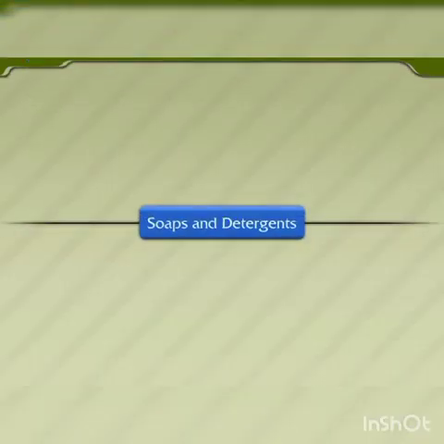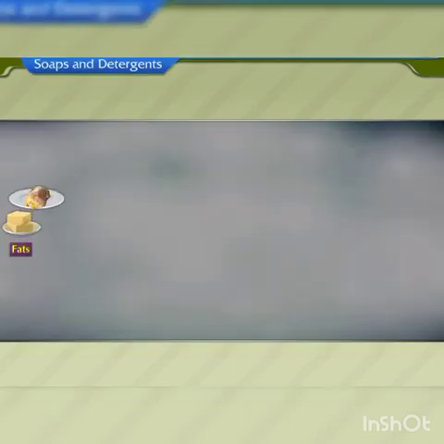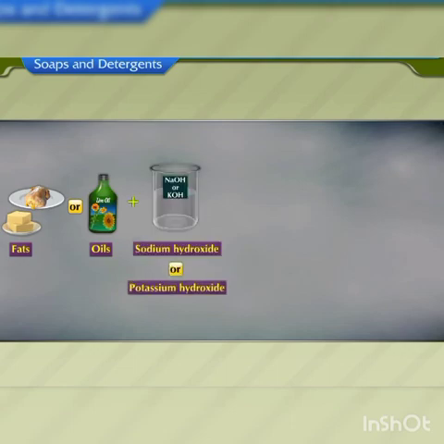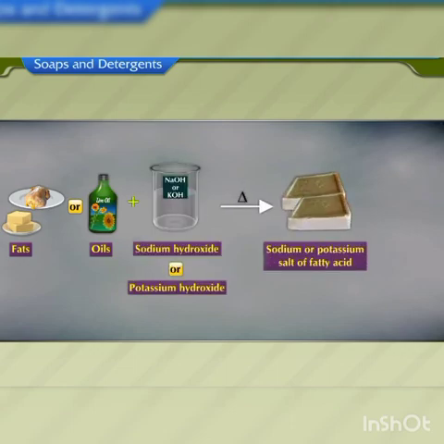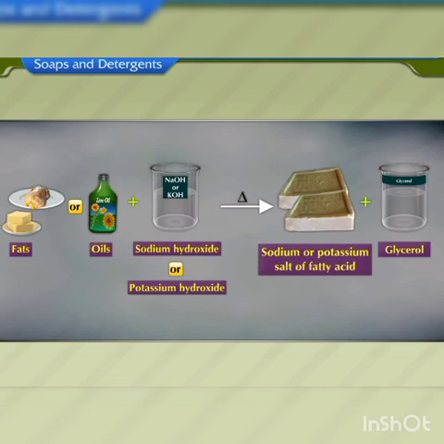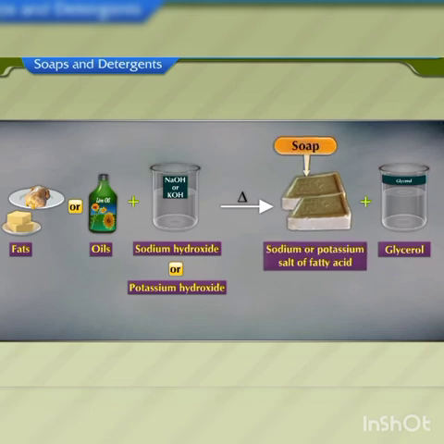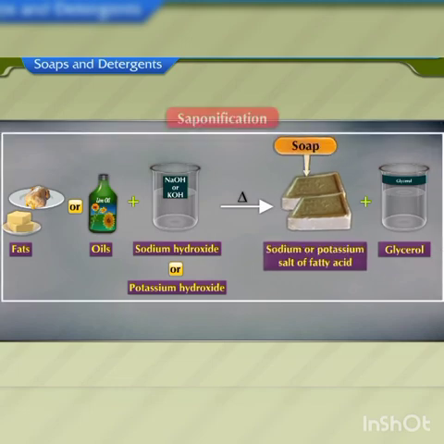Soaps and detergents. When fats or oils are heated with either sodium hydroxide or potassium hydroxide, they form the respective sodium or potassium salt of the fatty acid along with glycerol. This salt so formed is called soap, and the process is called saponification.